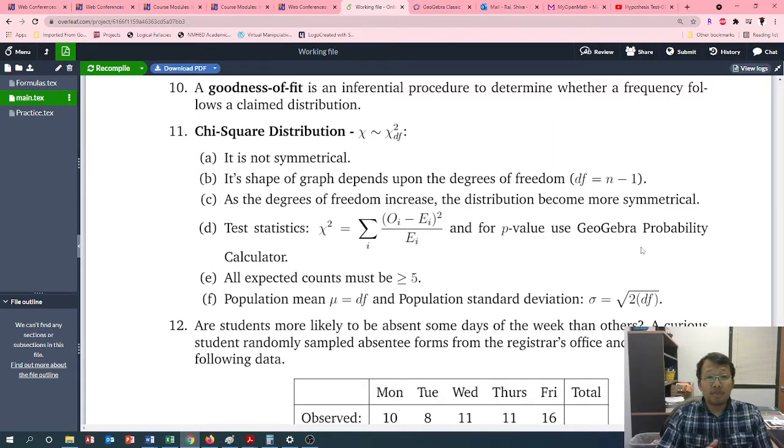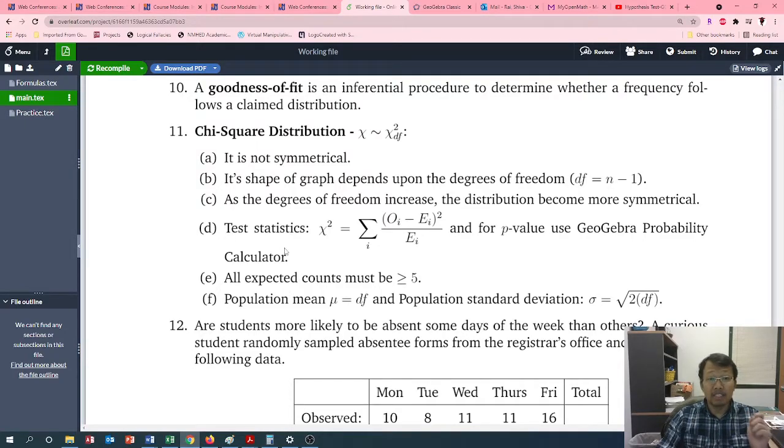Chi-square distribution is not symmetrical if you graph it, and its shape depends upon the degrees of freedom. And degrees of freedom, by now you already know, is always n-1, where n is the sample size. Here in chi-square distribution, we say number of different categories minus 1, but the idea is the same. As the degrees of freedom increase, the distribution becomes much more symmetrical. So again, the central limit theorem comes into play here as well.